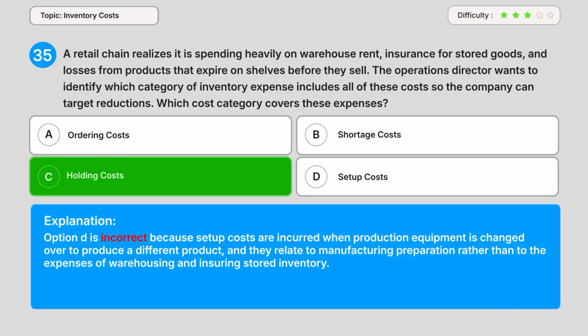Option D is incorrect because setup costs are incurred when production equipment is changed over to produce a different product, and they relate to manufacturing preparation rather than to the expenses of warehousing and insuring stored inventory.